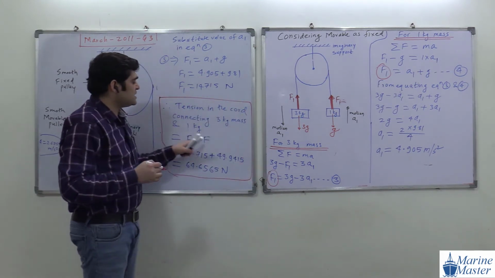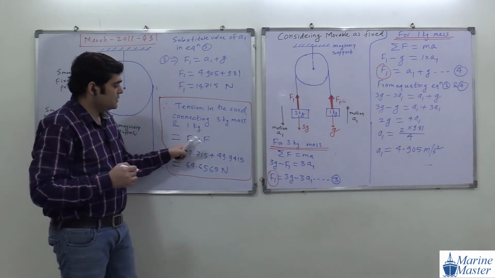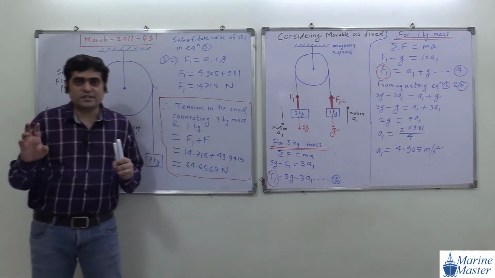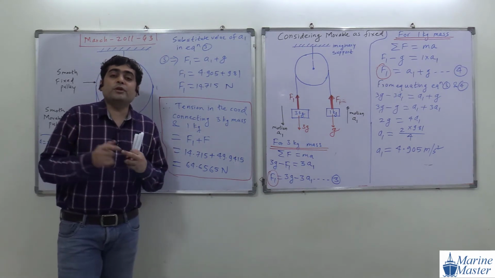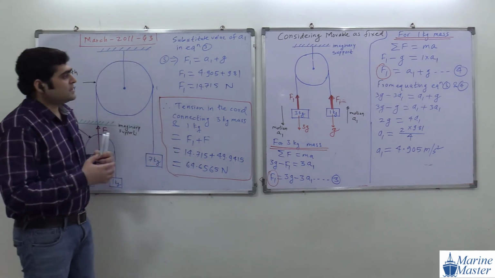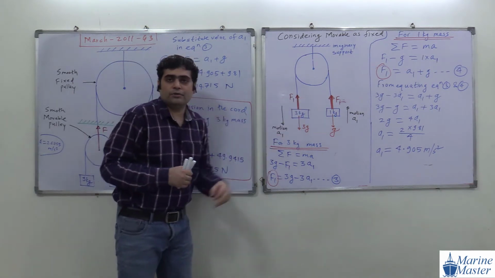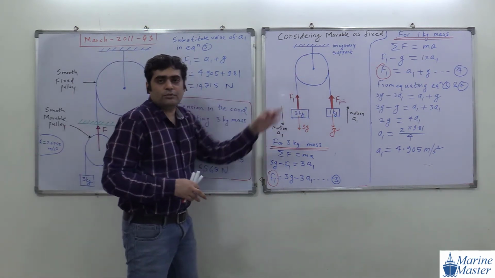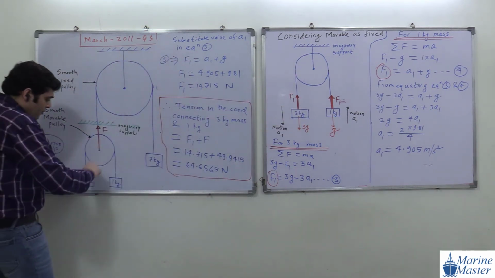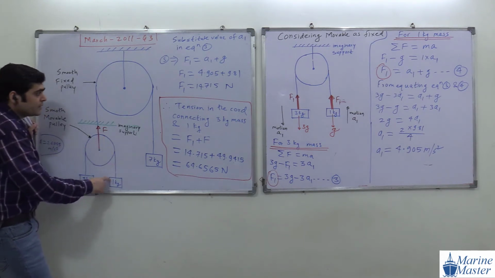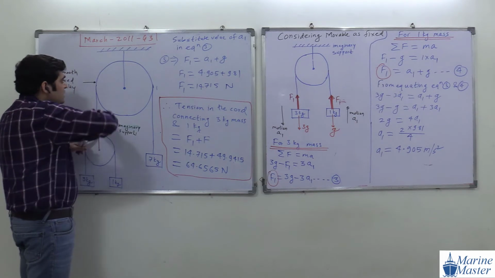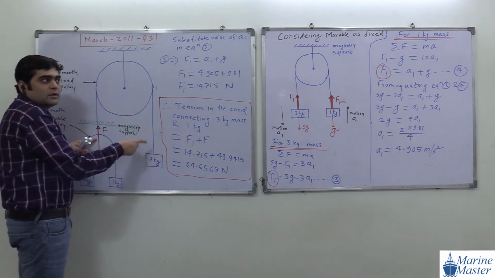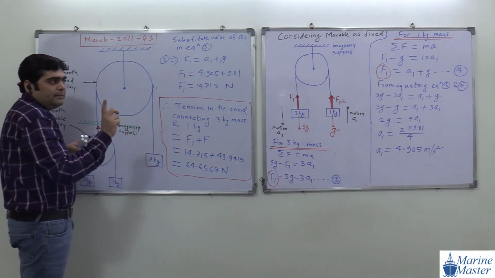Guys, everyone got this F1 plus F? Your doubt is, sir, why are we getting two tensions? See, the pulleys are different now. This F1 is for which scenario? For this cord, for this pulley. And the initial F is for this cord. Are you getting my point?